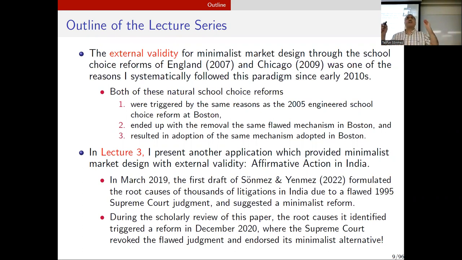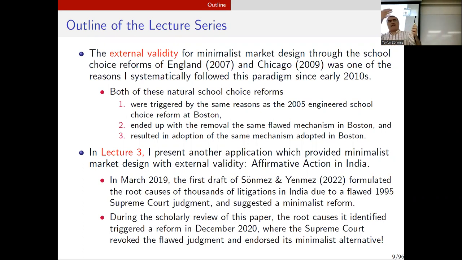policy. And just as the paper was in the review process at Econometrica, the system corrected itself. The judges corrected the system exactly because of the reasons we mentioned and exactly in the way we mentioned. So their judgment reads like my paper. Did they read it? I don't think they knew, because of the following reason. I think this is truly external validity and not policy impact. That's my differentiation between them.